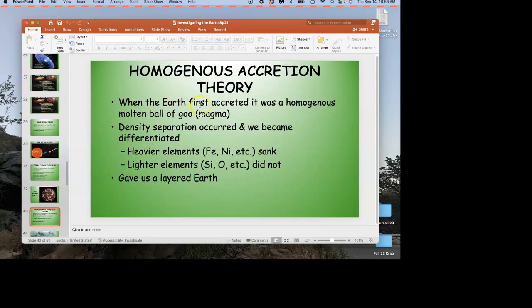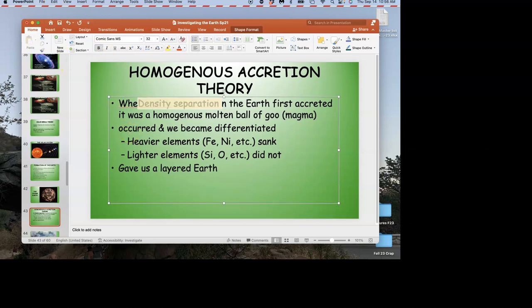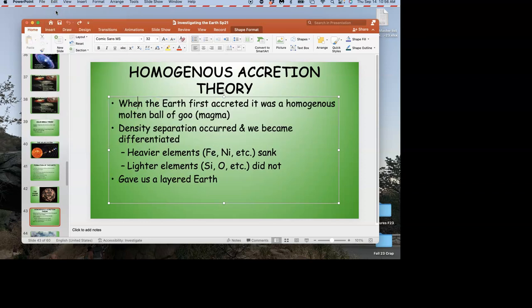At one point, we underwent density separation, and what happened there? Undo bold, undo delete. Yeah, what did I do here? Okay.